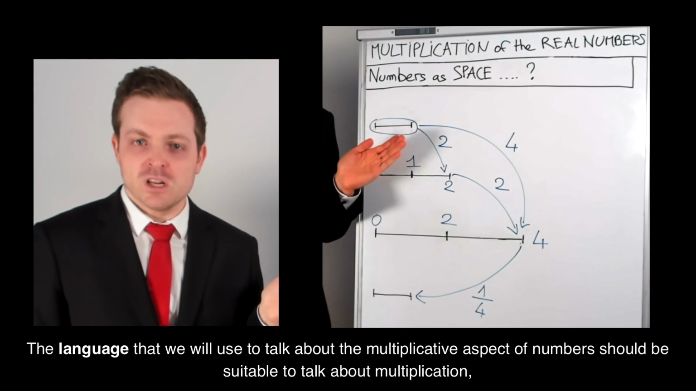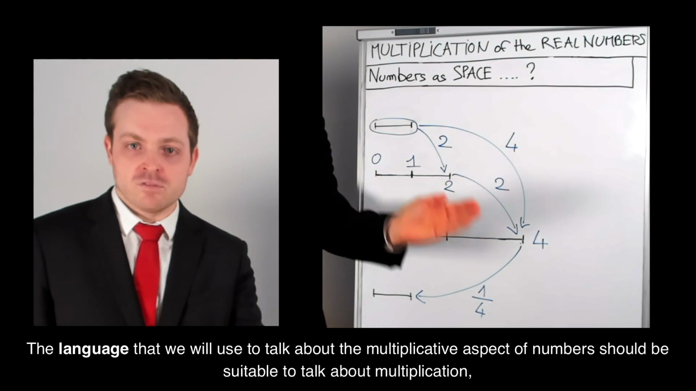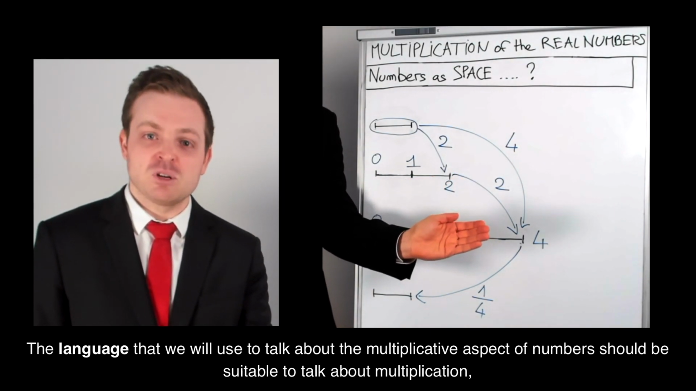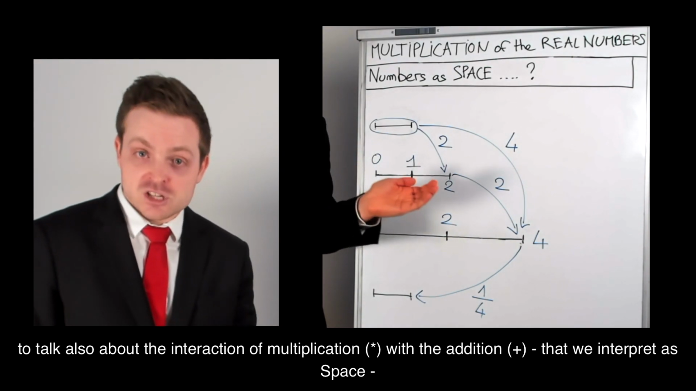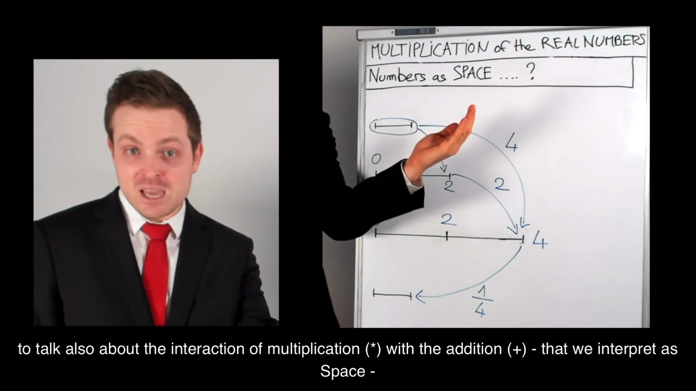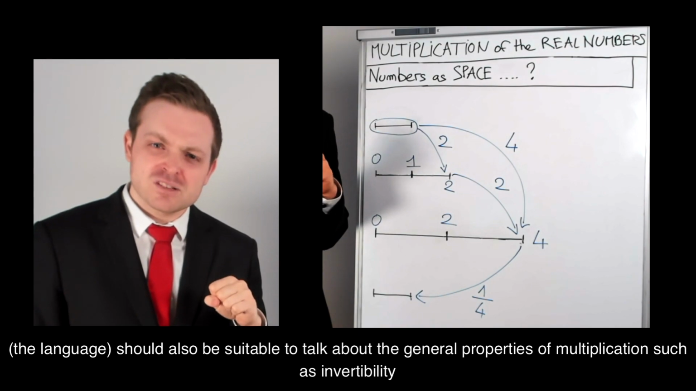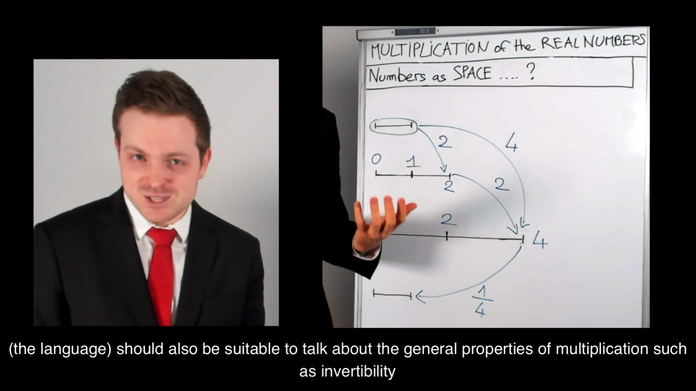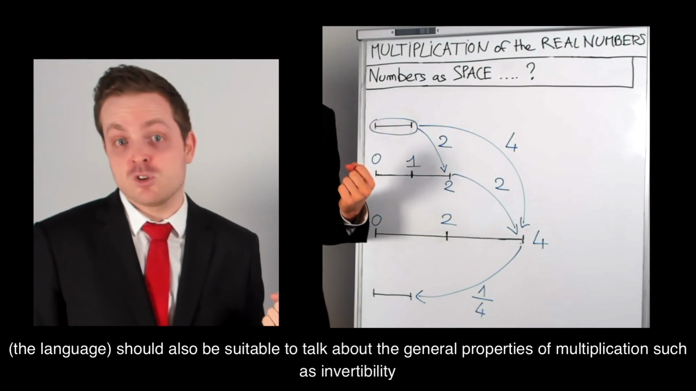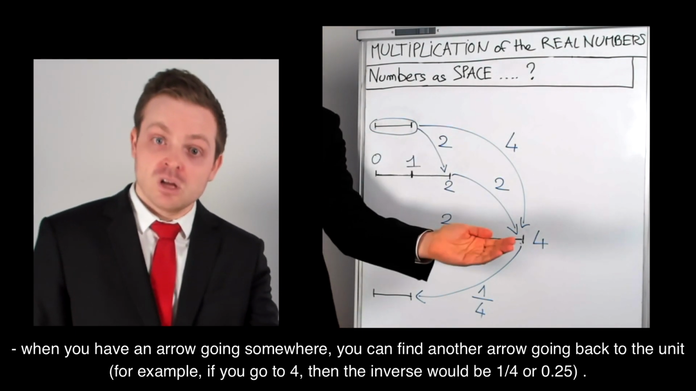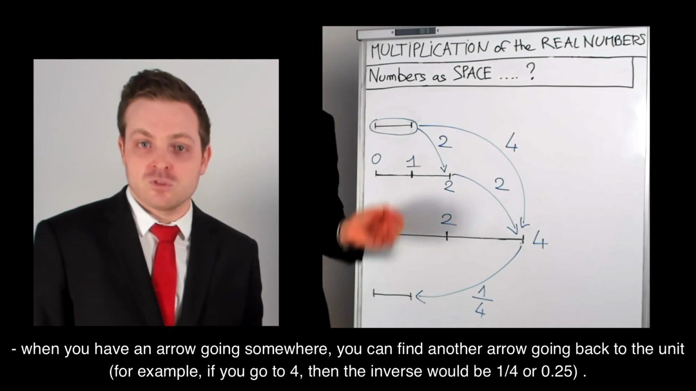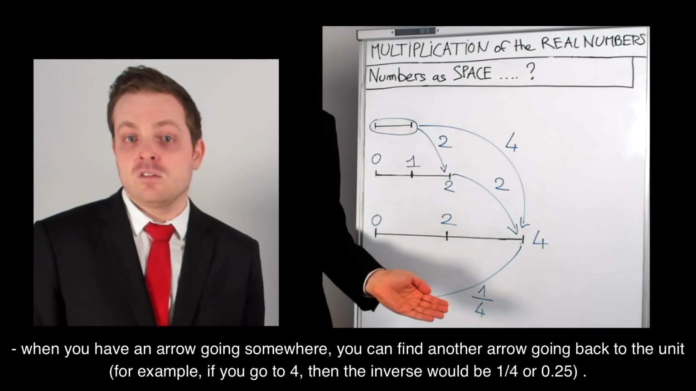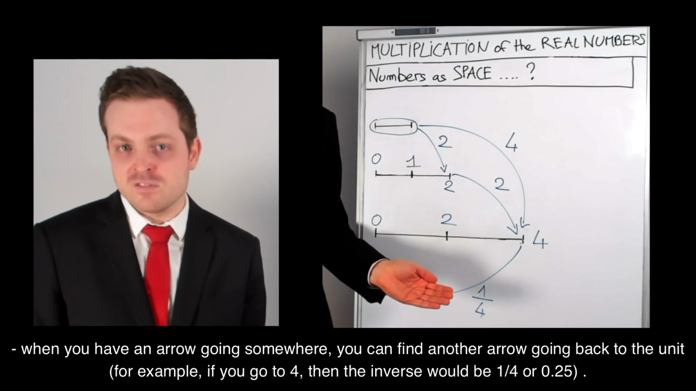The language that we will use to talk about the multiplicative aspect of numbers should be suitable to talk about multiplication, to talk also about the interaction of multiplication with the addition, which we interpret as space, and should also be suitable to talk about the general properties of multiplication, such as the invertibility. So when you have an arrow going somewhere, you can find another arrow going back to the unit, for example. So if it's 4, then the inverse would be 1/4 or 0.25.